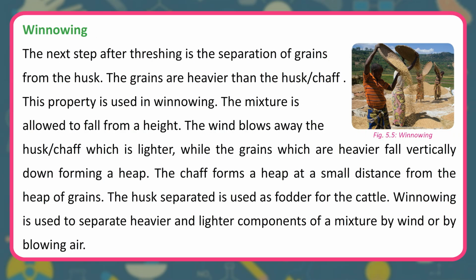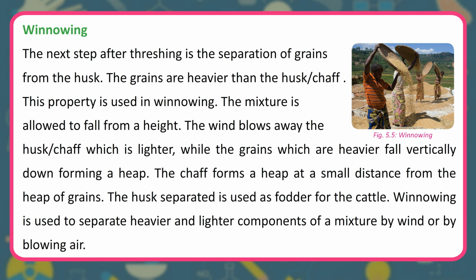Winnowing. The next step after threshing is the separation of grains from the husk. The grains are heavier than the husk/chaff. This property is used in winnowing. The mixture is allowed to fall from a height.